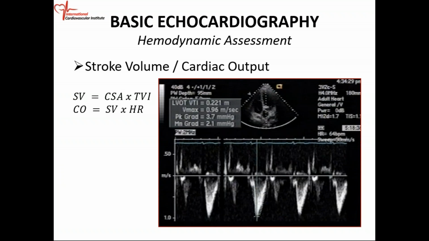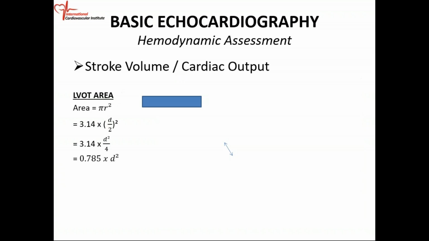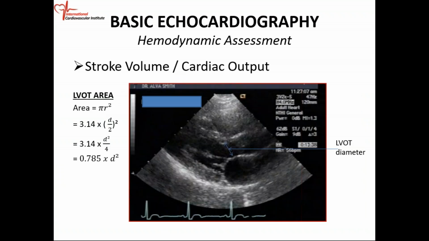So if you don't have these definitions clear, you won't understand what's going on. Okay, so let's look at some example. Well, let's clarify this further. So again, stroke volume using the hydraulic orifice formula is equal to the cross-sectional area times the VTI.